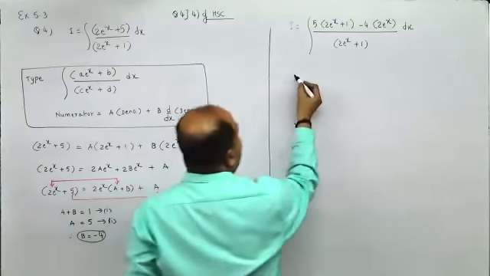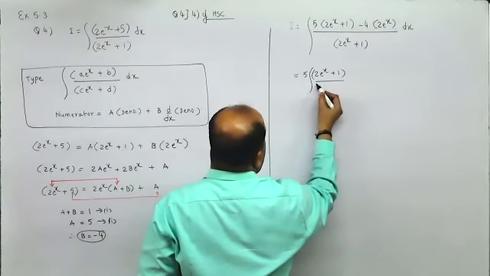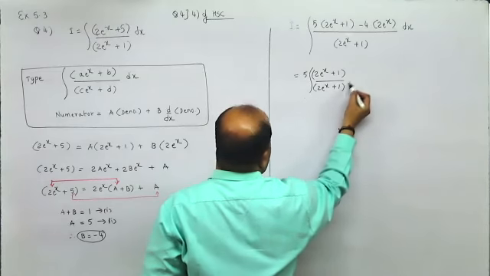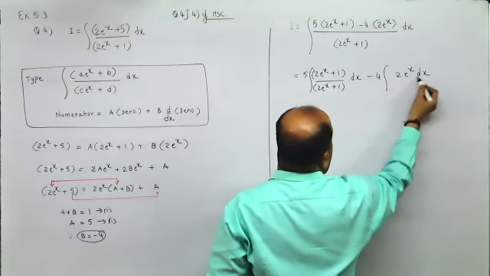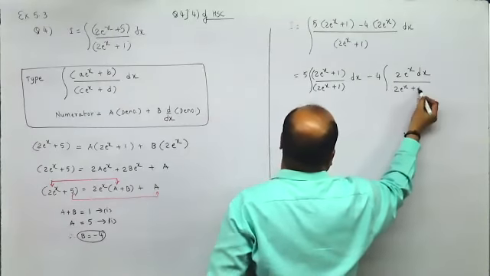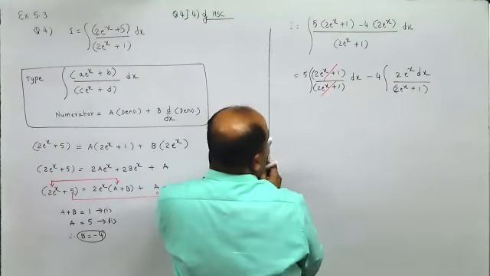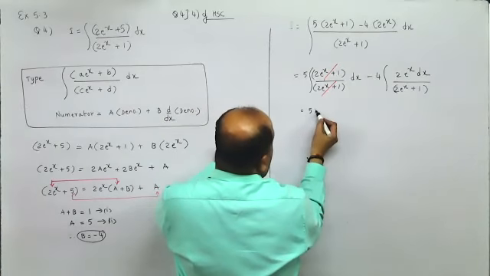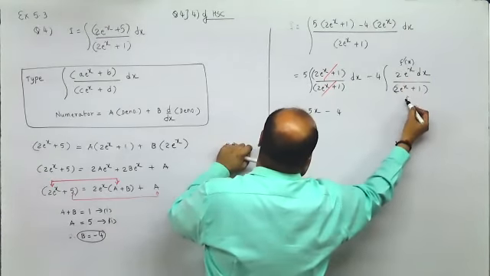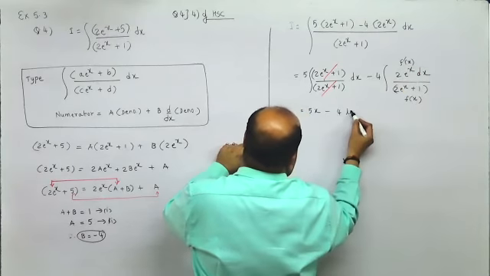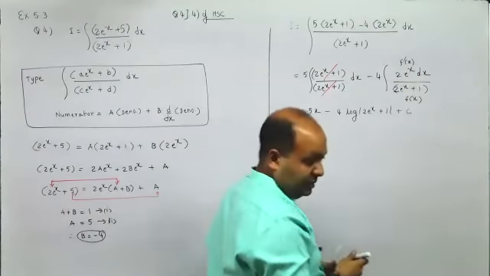Now once you have done this, the problem becomes simple. This is 2e raised to x plus 1 upon 2e raised to x plus 1, that is one term, and then minus 4 times 2e raised to x upon 2e raised to x plus 1. Now if you observe, the same term as denominator gets cancelled, you get 5x here, and this would be derivative of the denominator. So this is f dash x, this is f of x. So you will get minus 4 into log of 2e raised to x plus 1 plus c.